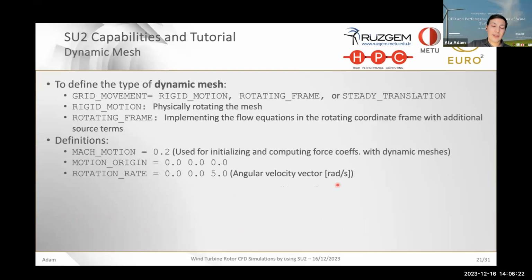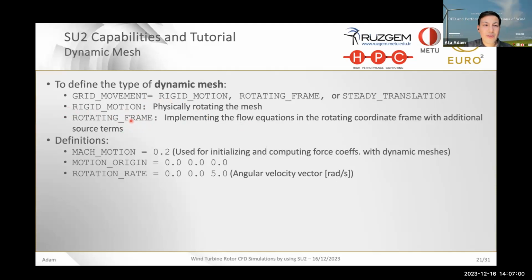So we have these rotating blades, so we need to put some rotation in our simulation. To define the dynamic mesh, you have two options. One is a rigid motion, where you physically rotate the whole mesh. The second option is a rotating frame. You can do a steady simulation of a wind turbine rotor by adding source terms in your flow equation through this option. So a rigid motion will be an unsteady simulation, while the rotating frame option can be a steady simulation.